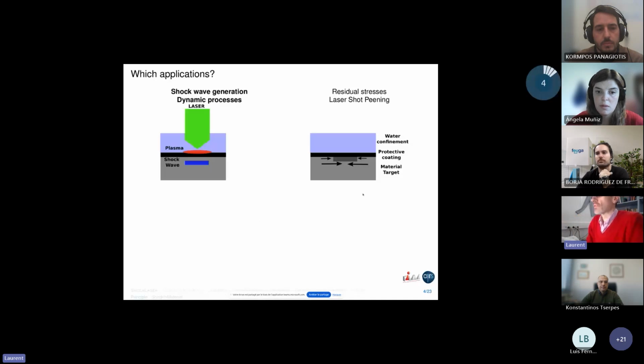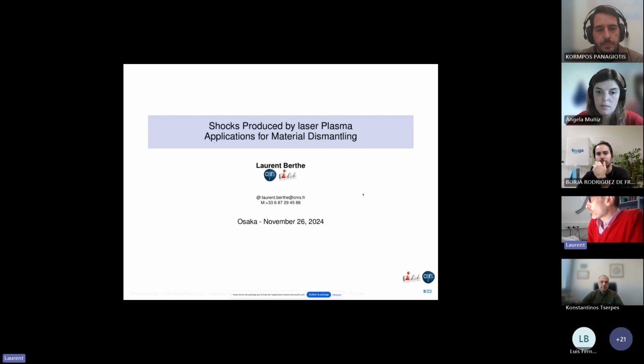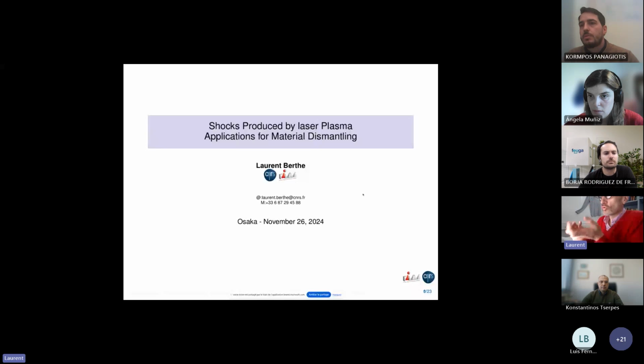So what are the applications? We have two kinds of applications. The well-known application concerns the use of shockwaves produced by laser to increase the mechanical properties of materials. This is laser shock peening. But today, I discuss the use of shockwave propagation, the dynamic processes of shockwave propagation in these materials, to mechanically solicit materials inside.